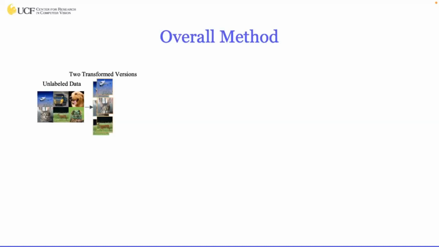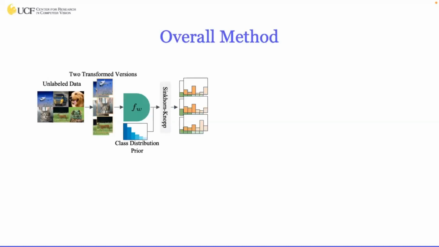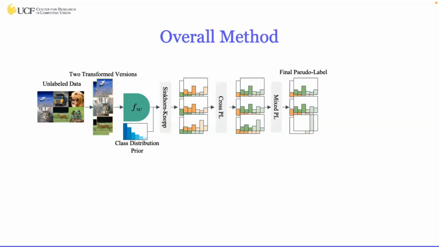So this is basically our overall method. Let's say we are given access to a set of unlabeled data. We create 2 transformed versions of those unlabeled data. Then we generate our pseudo labels by using the class distribution prior and the Sinkhorn-Knopp algorithm. From there, to enforce predictive consistency, we swap those pseudo labels and call this step cross pseudo labeling. Finally, to encourage confident learning only on the novel classes, we binarize some of the pseudo labels if the confidence on one of the novel classes is higher than a certain threshold.